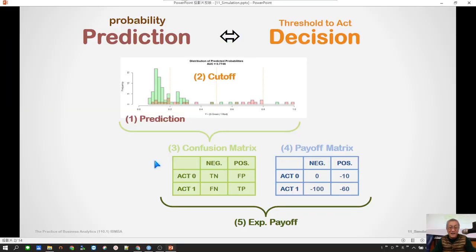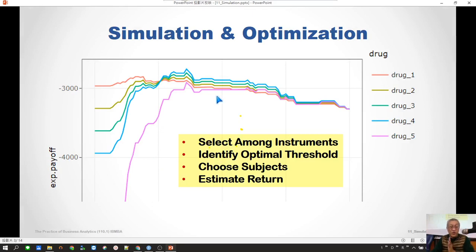You will see a curve for each of the different treatments. This curve will first of all help you select the treatment. Second, it helps you identify the optimum threshold. Third, it helps you choose the patient, the subject, to apply the treatment. And the fourth is it helps you estimate the return. So this is the process from prediction to decision.